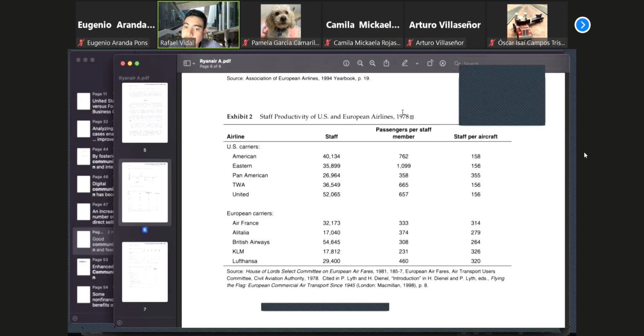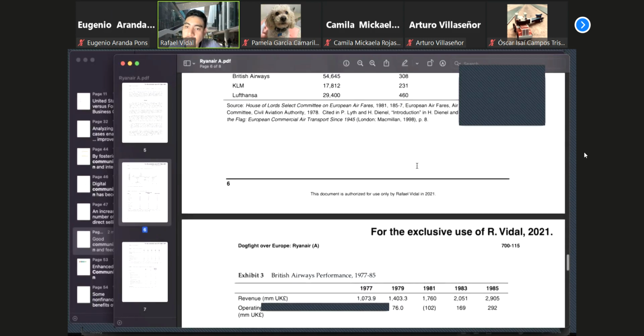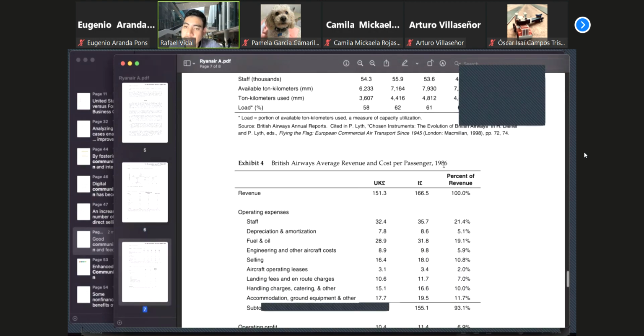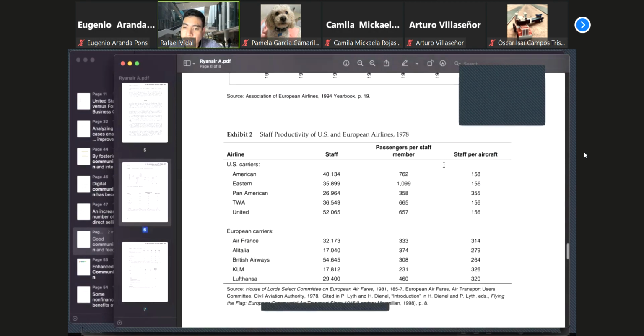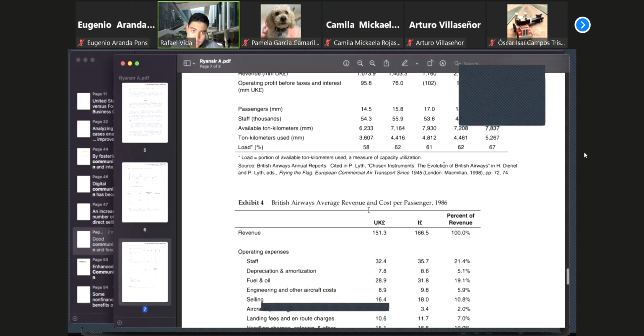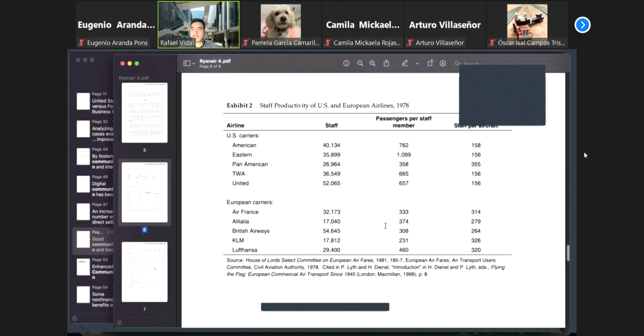We have a 1978 table, and we are using a 1986. So it's almost 10 years apart. Do you think British Airways productivity increased, decreased, or stayed the same? Increase? Yeah, right. I'm pretty sure they increased their productivity over time.